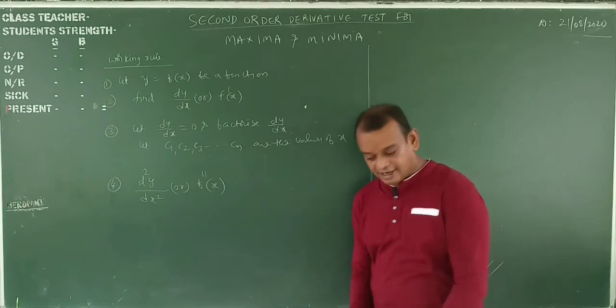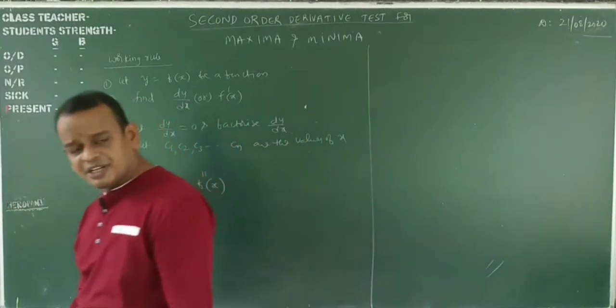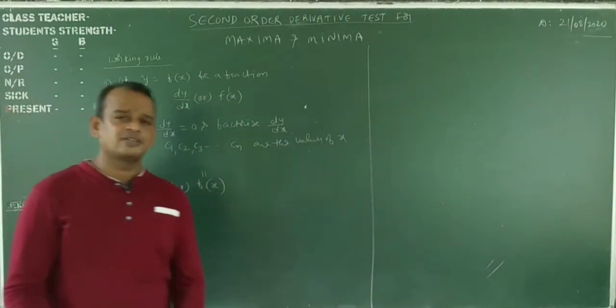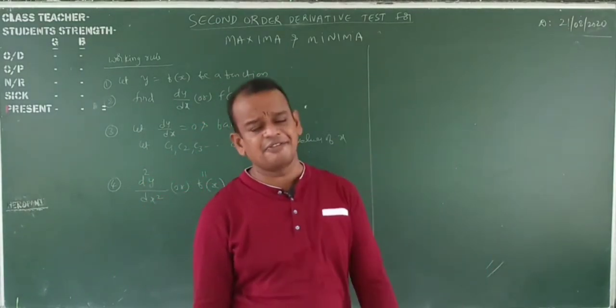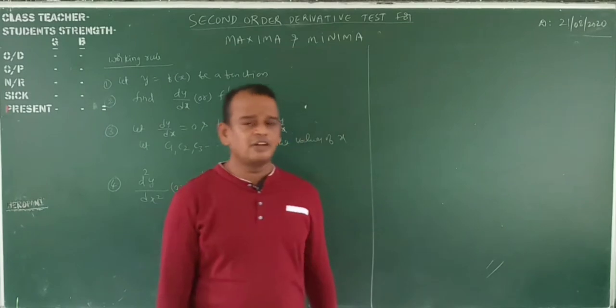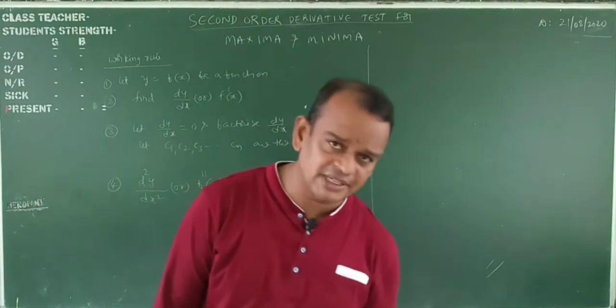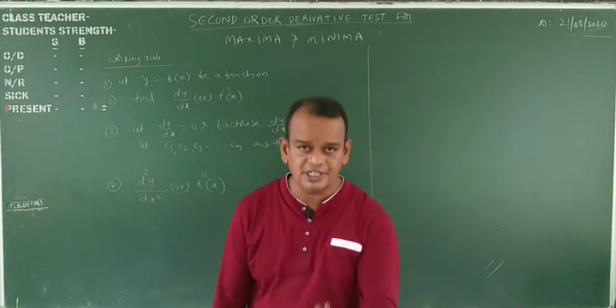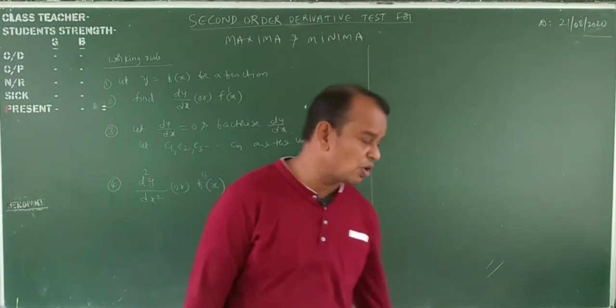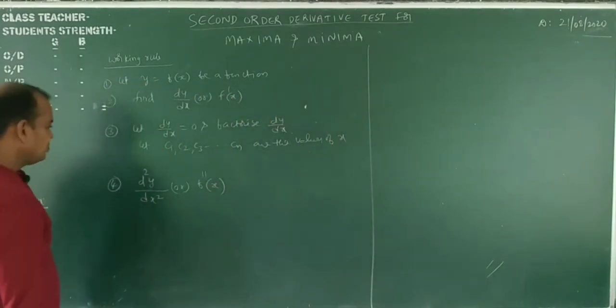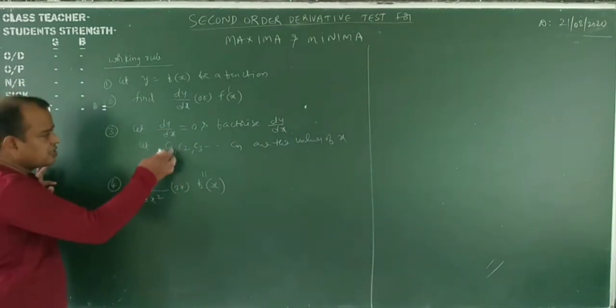Here you will find the second order derivative, meaning again differentiating dy by dx with respect to x. The derivative of y with respect to x is dy by dx, and the derivative of dy by dx with respect to x is d square y by dx square. My dear students, any doubt? No doubt.